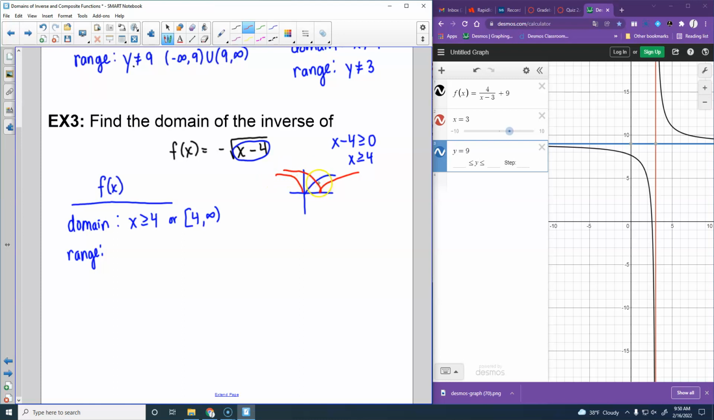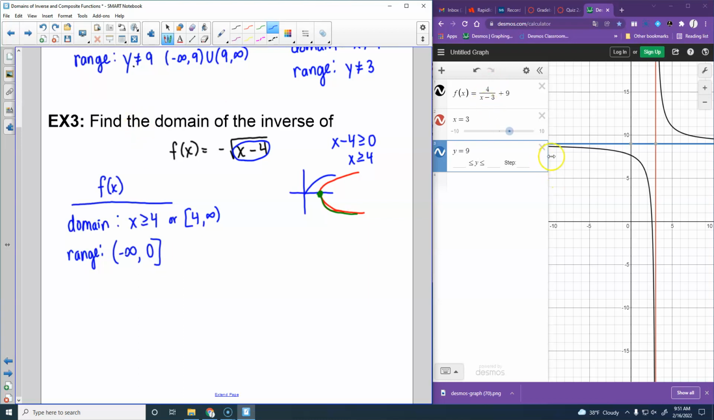So, I'm sorry, wrong way. I did y-axis. It's going to flip over upside down, so it's going to look like this. So, if it's upside down, what is the very lowest y value we're going to have? Negative infinity. What's the highest y value we would have? 0. So we would have negative infinity up to 0. We include 0 because for a square root you include that.